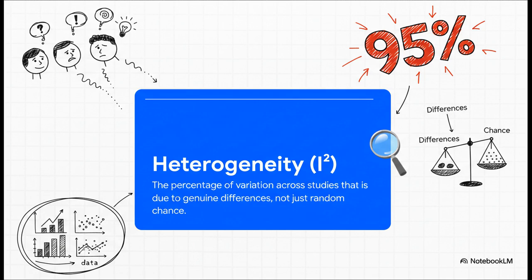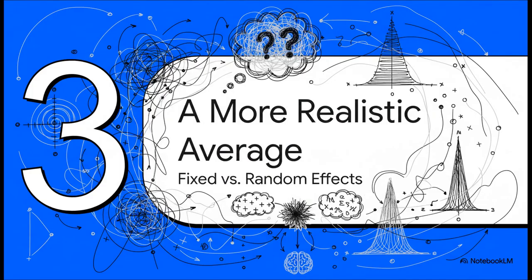And 95%, that is extremely high. It's a huge red flag that our studies aren't just a little different, they are telling fundamentally different stories. So when you have that much disagreement, you can't just take a simple average of the results. That would be totally misleading. You need to use a statistical model that actually accounts for the fact that the real world is messy, and the true effect might not be one single number.